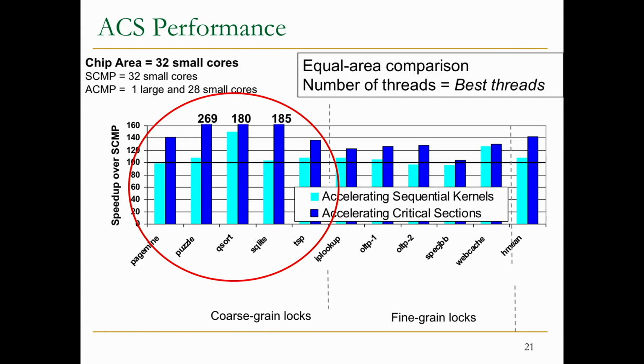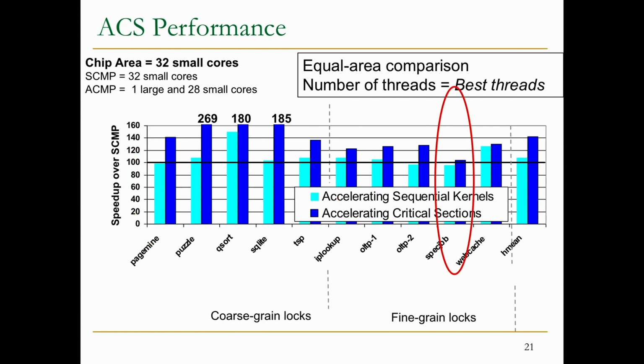So the blue bar is accelerating critical sections compared to the light blue or turquoise bar. And you can see that there's a significant speedup. This is 2.7x. This is 1.1x, let's say. So you can see the benefit of this if the programs are not very optimized. If the programs are more optimized, you'll see more modest benefits.